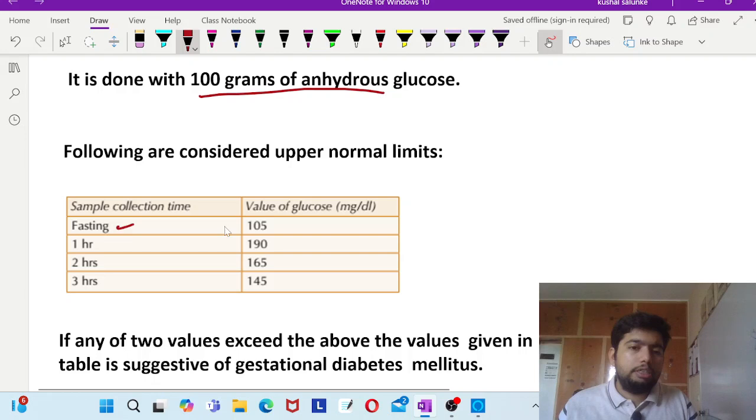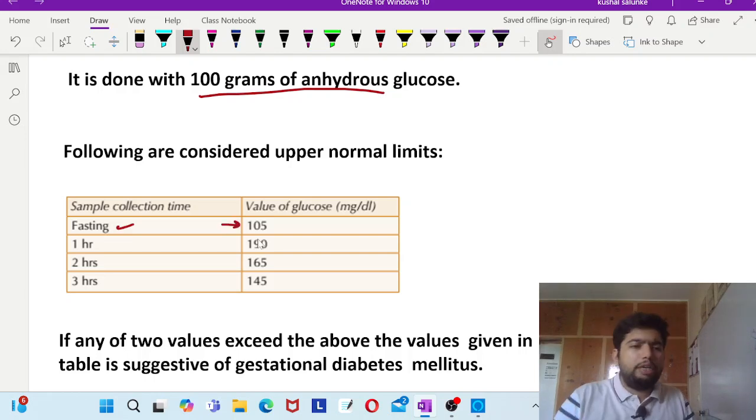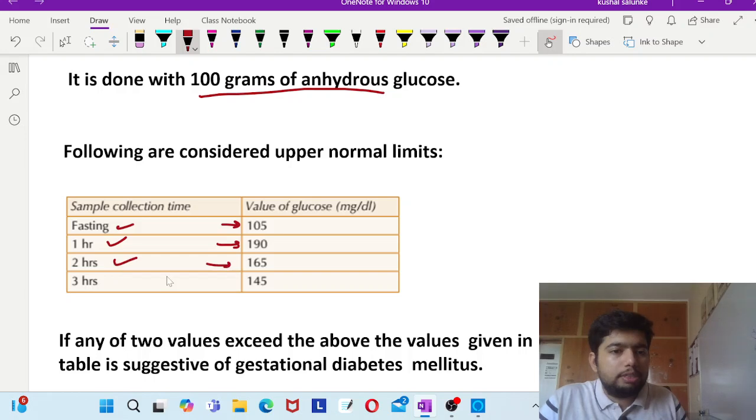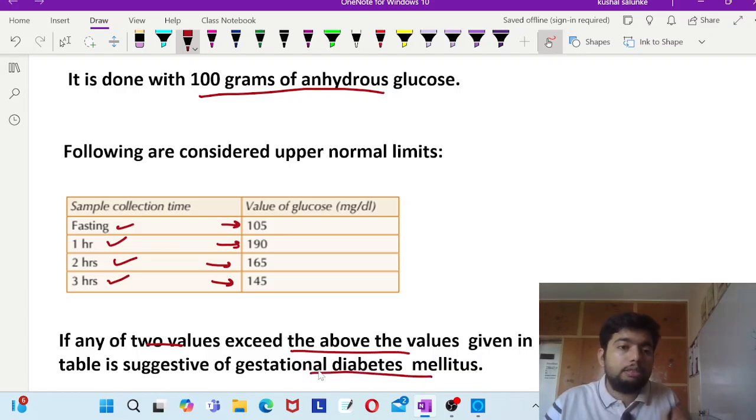Fasting it has to be near a value of 105. 1 hour is 190. 2 hours is 165. 3 hours is 145. So if any two values exceed the above values, it is suggestive of gestational diabetes mellitus. Okay.